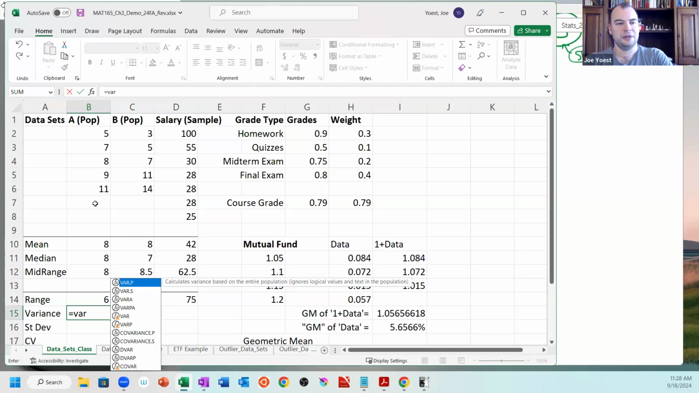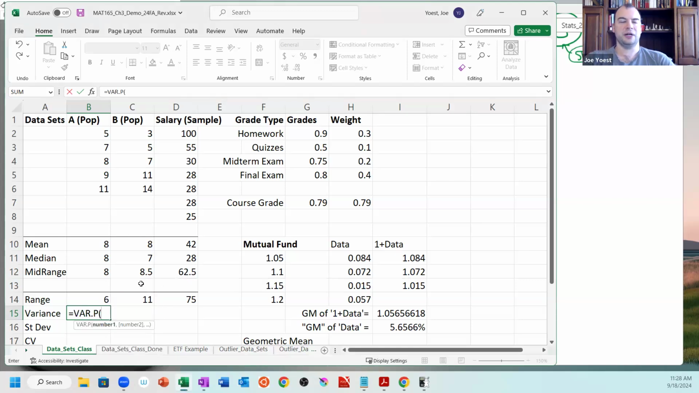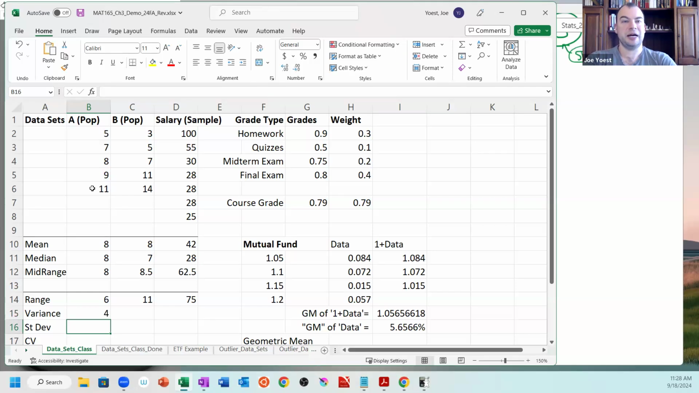I see that Ashley and Brandon are populations. VAR.P calculates variance based on the entire population, versus VAR.S, if we select that one, estimates variance based on a sample. Ashley and Brandon are populations, so I want to use VAR.P. I can either double click on it, or I can type in VAR.P. I can select my Ashley data, and I see I get a variance of 4, matching with what we saw when we did it by hand.